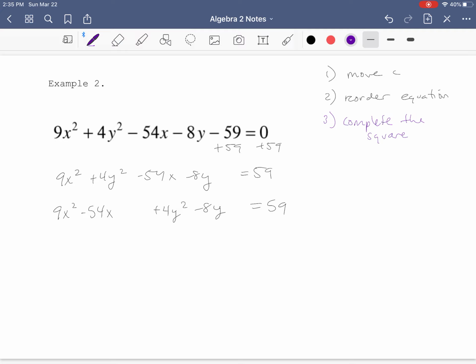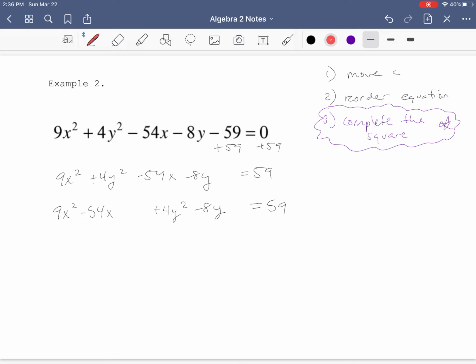Now, this only happens when you have an x squared and an x, or a y squared and a y. If it was just x squared and y squared like the first example, then you do not have to complete the square. So this only happens on occasion, but we have to go back to remembering how to complete the square like we did last semester.